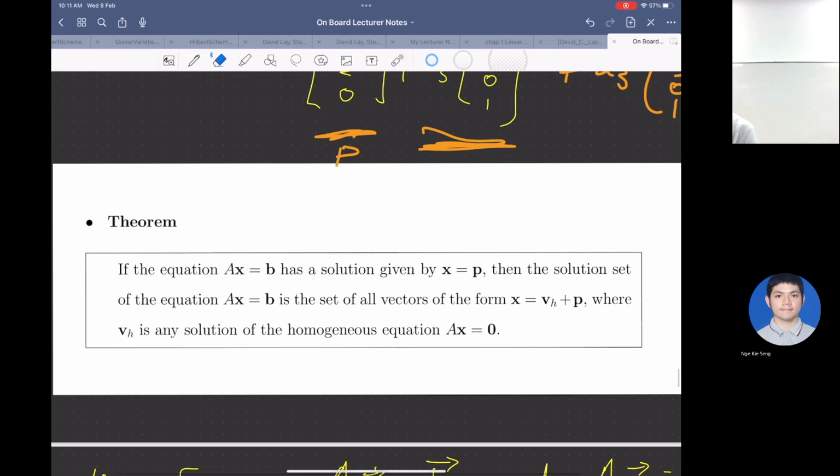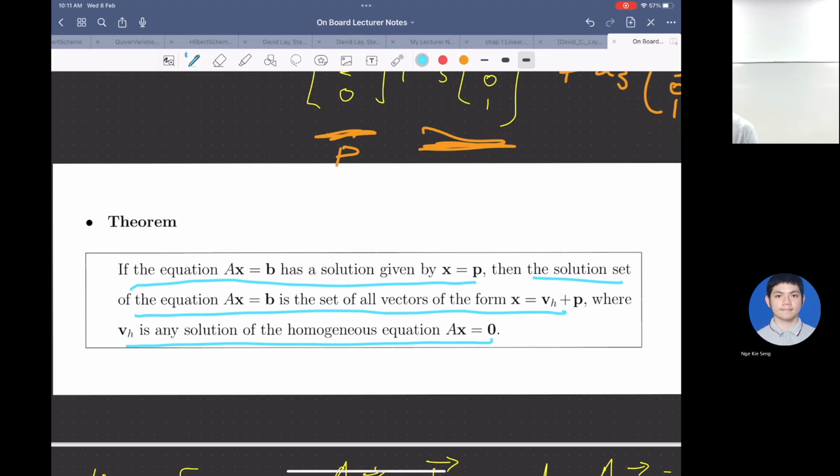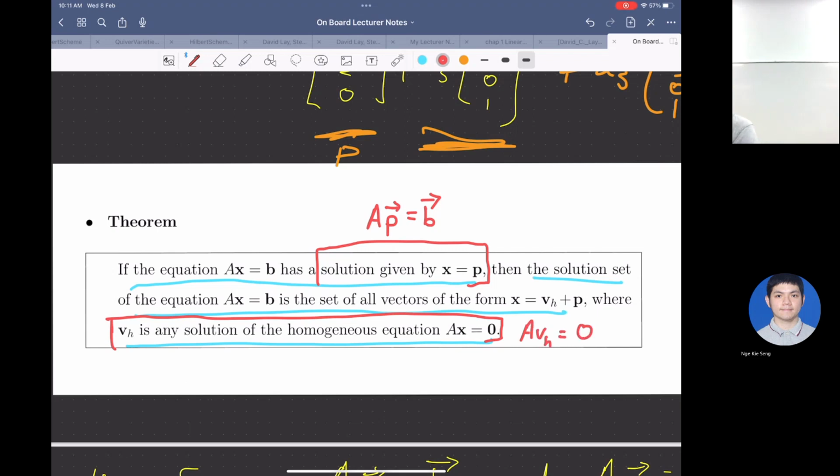So how to understand this theorem here? There are two parts here: if this, then this. So what is this theorem saying? If you have a solution for Ax equals b, call it p, that is, Ap equals b, and then you also have a solution to Ax equals 0, Avh equals 0.